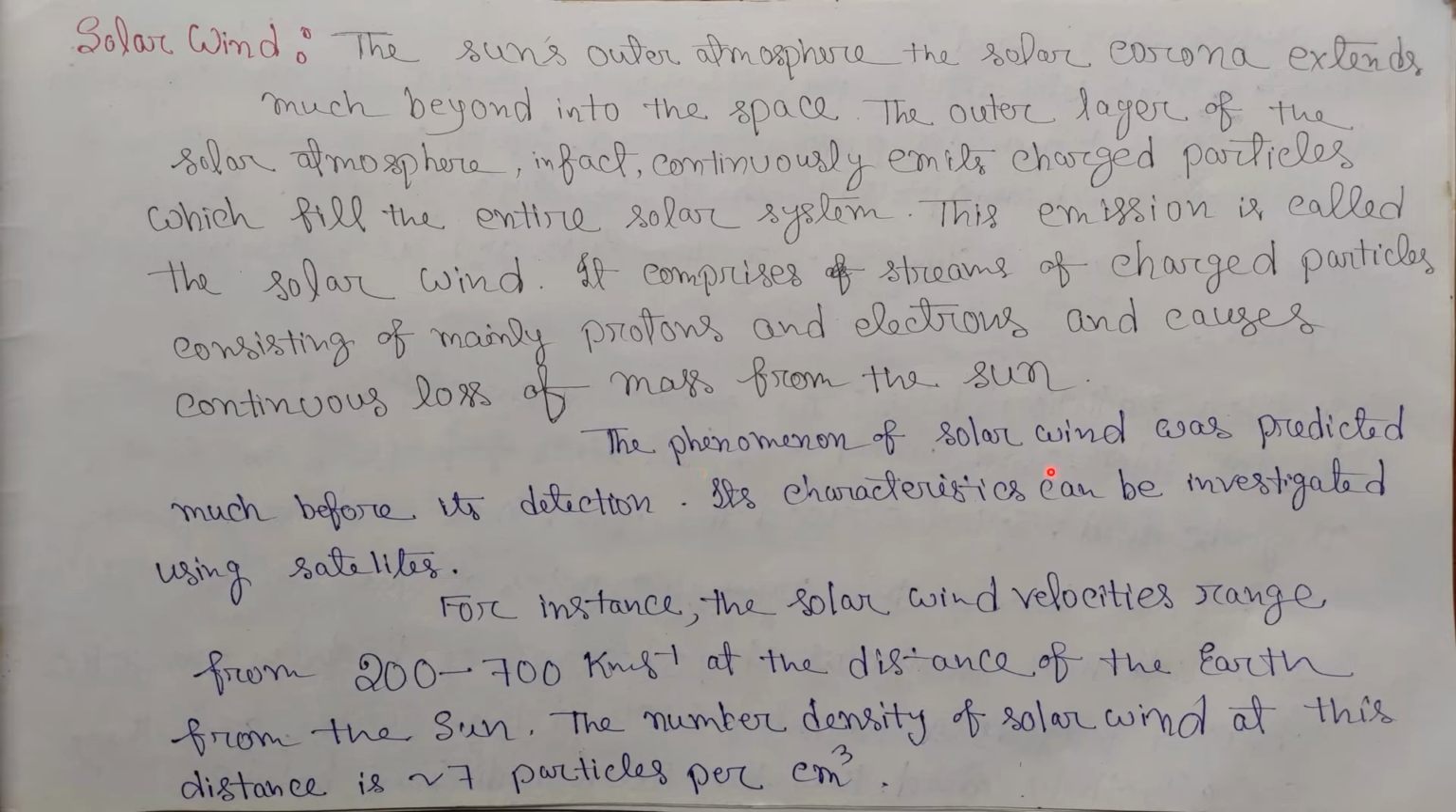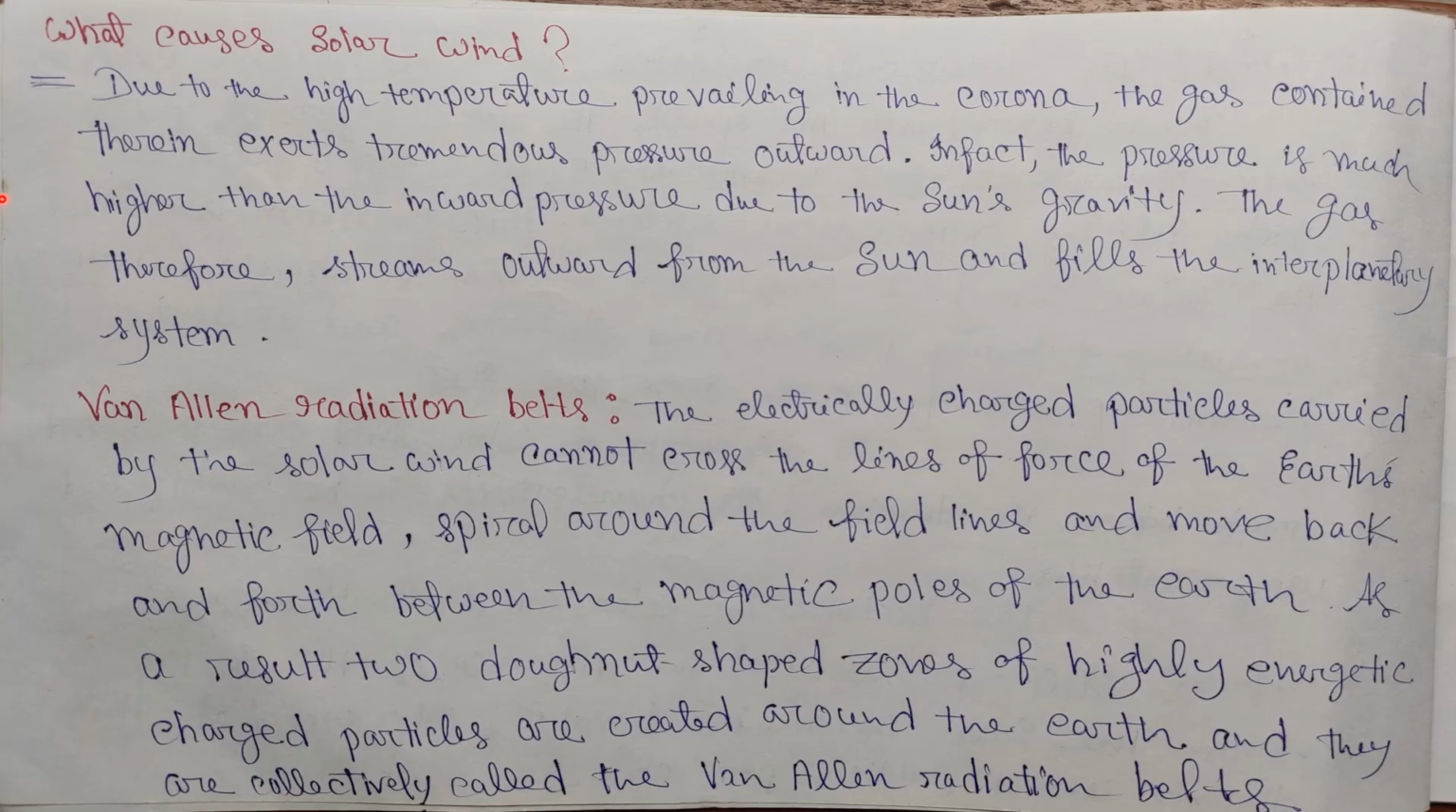The phenomenon of solar wind was predicted much before its detection, and its characteristics can be investigated using satellites. For instance, the solar wind velocities range from 200 to 700 km per second at the distance of the Earth from the Sun, and the number density of solar wind at this distance is nearly about 7 particles per cubic centimeter. Now you may ask the question, what causes the solar wind?